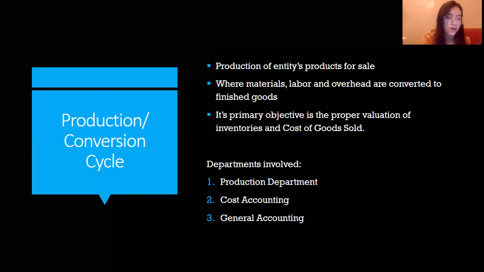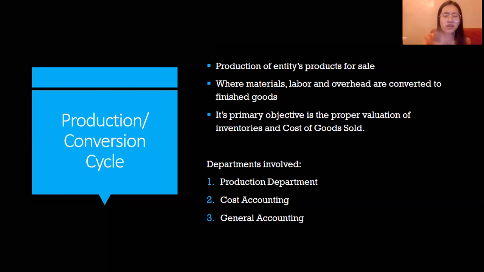Cost accounting is where transactions are recorded and daily summaries are prepared and forwarded to the general accounting. It is used for the valuation of the finished goods based on the processes that the entity followed. And then we have the general accounting, where transactions are recorded and posted in the general journal and the general ledger.